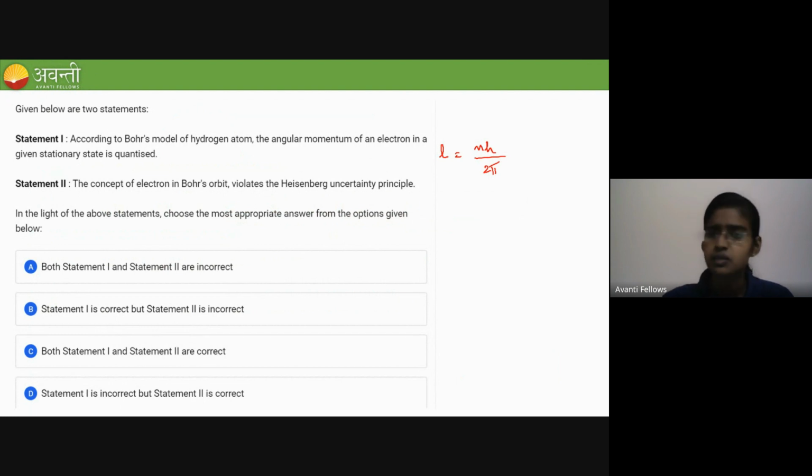Heisenberg's uncertainty principle says that it is impossible to simultaneously find out the position as well as the momentum of an electron, a microscopic particle, with absolute accuracy and certainty, right? But Bohr's model of an atom says that electrons are assumed to move in a well-defined orbit with a quantized angular momentum. And this implies knowledge of both the position and the momentum of the electron. But Heisenberg's principle says that it is not possible to measure both at the same time. So they are violating each other, which means both the statements are correct. So option C will be the correct answer for this question. Got it? Now let's move on to the next question.